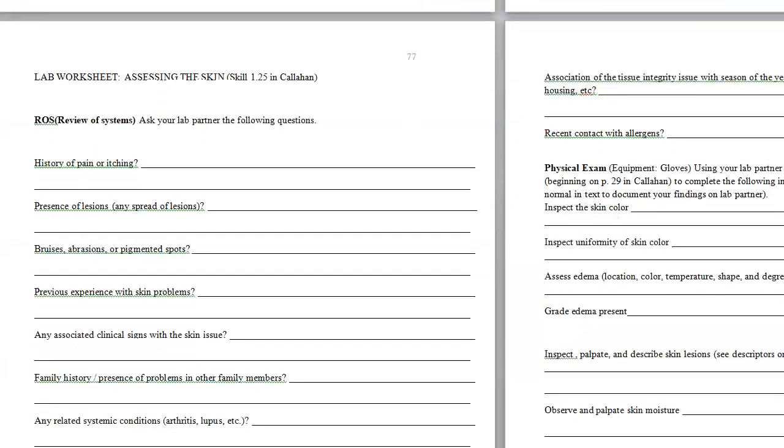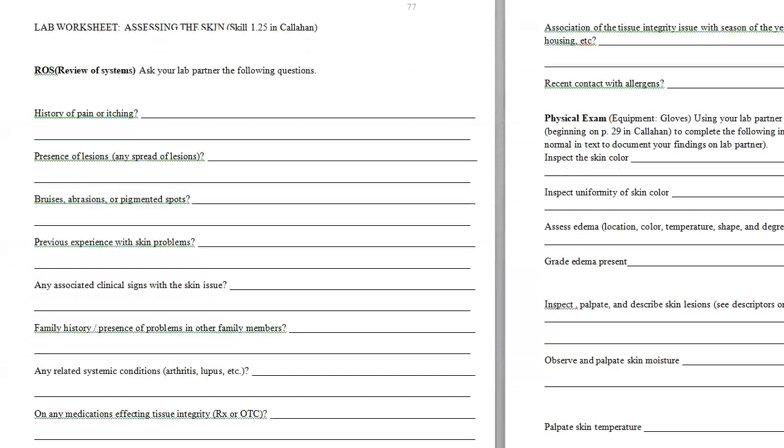Okay. As I continue to move down your lab forms, the first one here is assessing the skin, review of the systems. Ask your lab partner the following questions. I'm not going to read through these. I want you to be sure that you look over these. What kinds of questions would you ask somebody in regards to their skin? So please be sure that you look over these questions and understand each of those questions and the importance of finding the answer to that question.